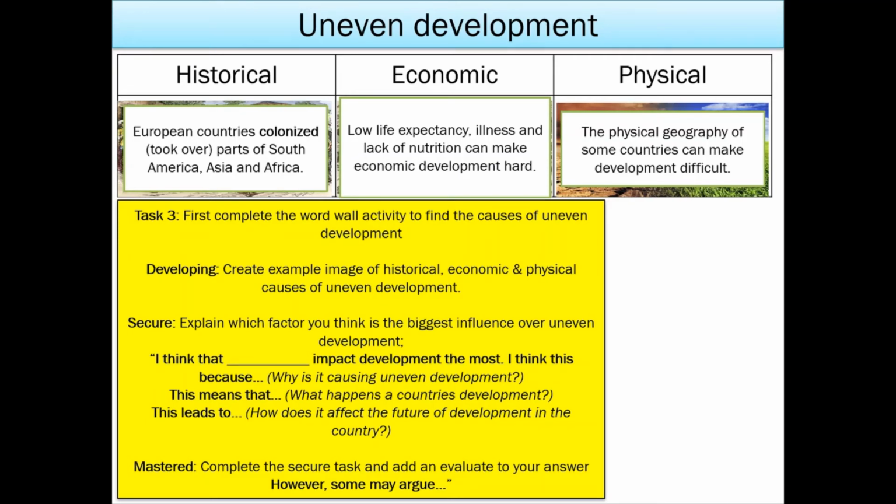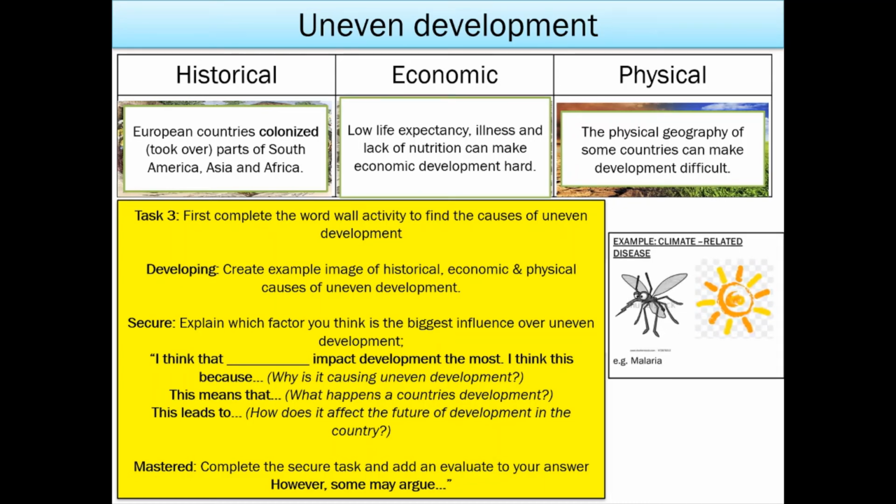So for the developing task, I want you to create an image of a historical, an economic, and a physical cause of uneven development. Now, on the word wall activity, there will be at least 2 for each one of those factors. So I want you to just take one from each one and create it into an image. And an example of that would be climate-related diseases. So you can draw a mosquito and the sun, because it's to do with hot temperatures. Mosquitoes transmit malaria around those areas, and that's just an example in the corner there.